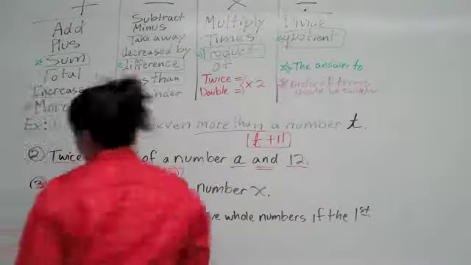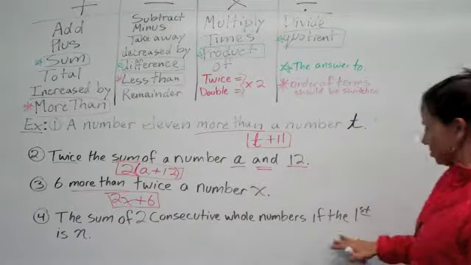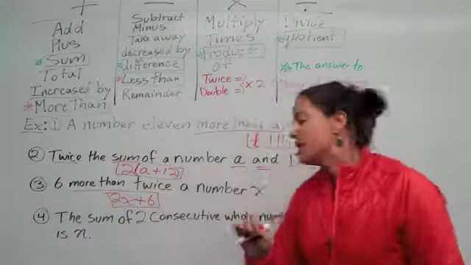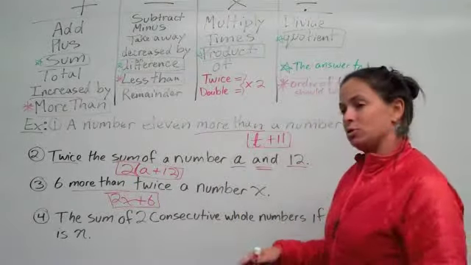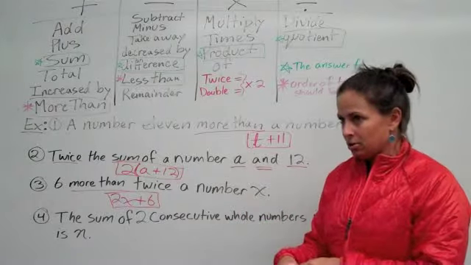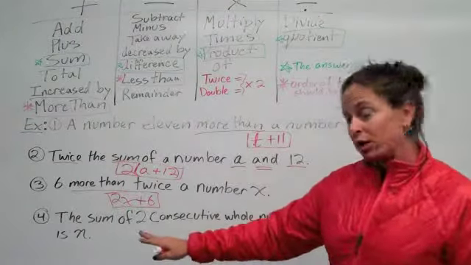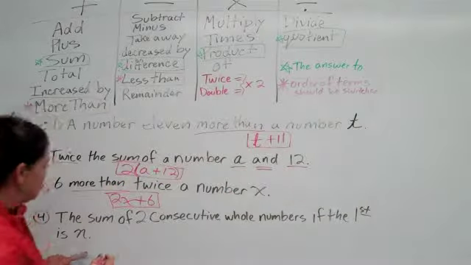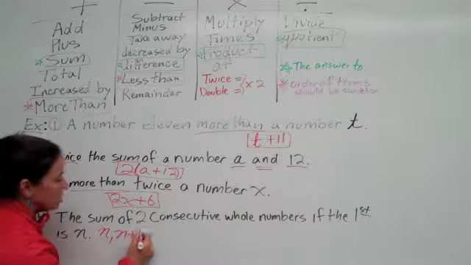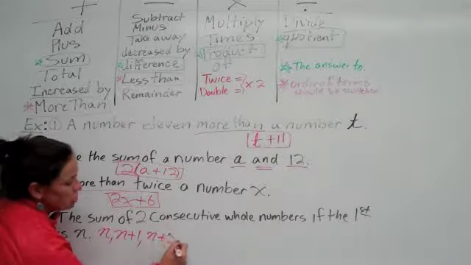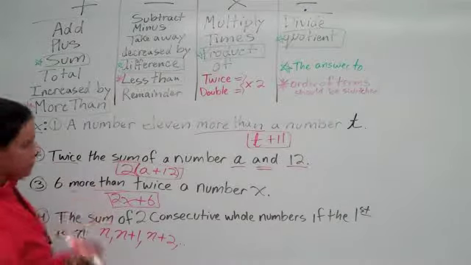Okay? This one's kind of a fun one. The sum of 2 consecutive whole numbers if the first is n. So some people ask, what's consecutive mean? Well, consecutive is in a row. So when I'm talking about n as a number, the next number would be 1 more than it. So if the first number is n, n is your first number, n plus 1 is your next number, n plus 2 is your next number, and so on and so forth, because you're going up by 1 each number, like 2, 3, 4, 5.